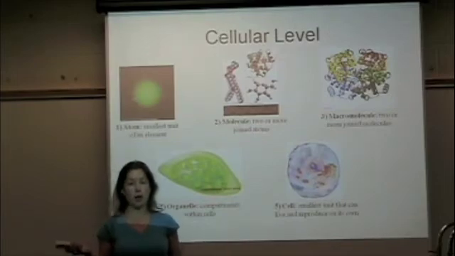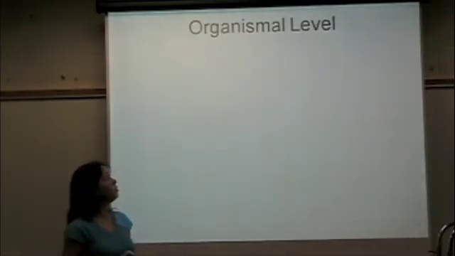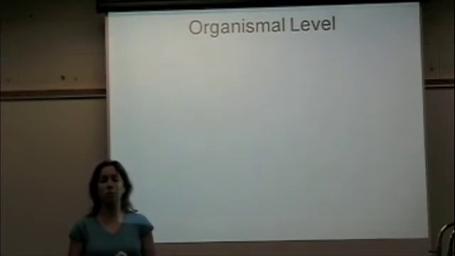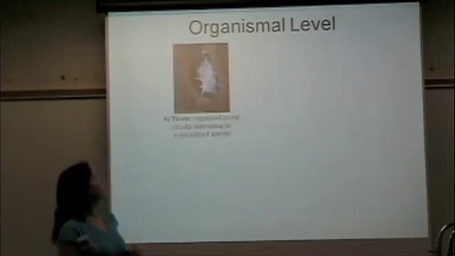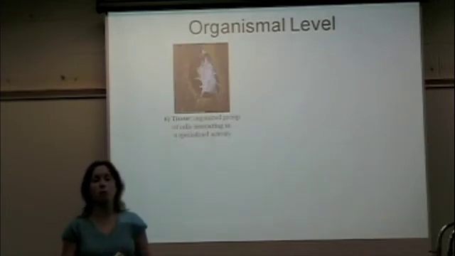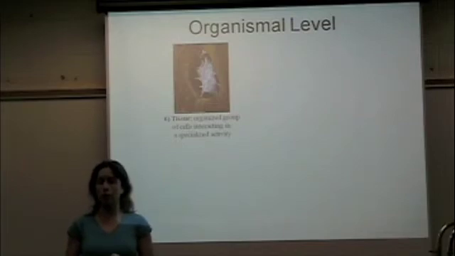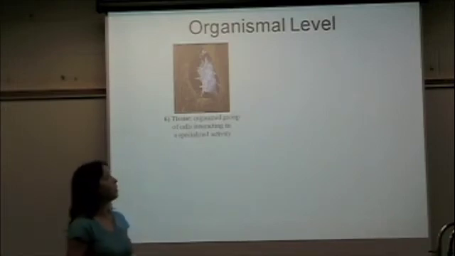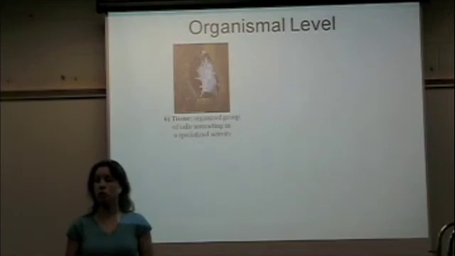So let's jump now from the cellular level to the organismal level. And these are going to be multiple cells working together. Okay, so first we have a tissue. A tissue is a group of cells working together in some sort of specialized activity. So an example of tissue would be bone tissue, right? That makes up your bones and allows you to move and support your body. Another example of tissue is muscle tissue that connects to your bones, allows you again to move and support yourself.